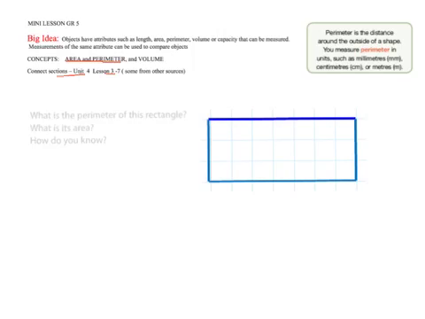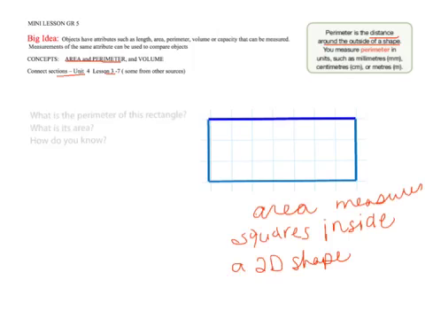Perimeter measures the distance around the outside of a shape, whereas area measures the squares inside a 2D shape. All right, so if that's the case, we have this rectangle. From this rectangle, we should be able to determine the perimeter as well as the area. To find the perimeter, we need to look at the lengths and widths of each side.